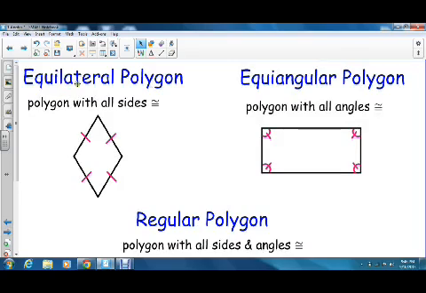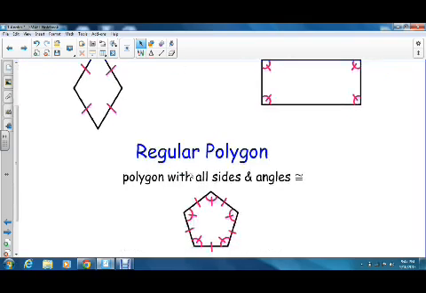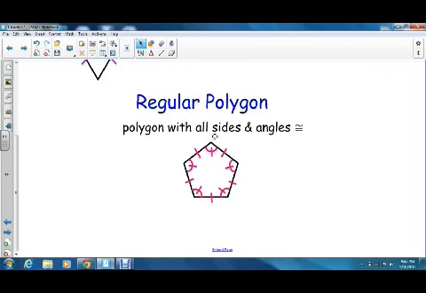Alright, now we've got an equilateral polygon. And a lot of our terms in geometry, you can kind of just break down the terms and I'll tell you exactly what it is. Equi, just like equal. Lateral would be side, so it means same side. Polygons with all the same sides. Equiangular, the equi again is equal, angular, angle, so the polygon has all congruent angles. And then finally the last one is a regular polygon, it has both. So all congruent sides, all congruent angles.